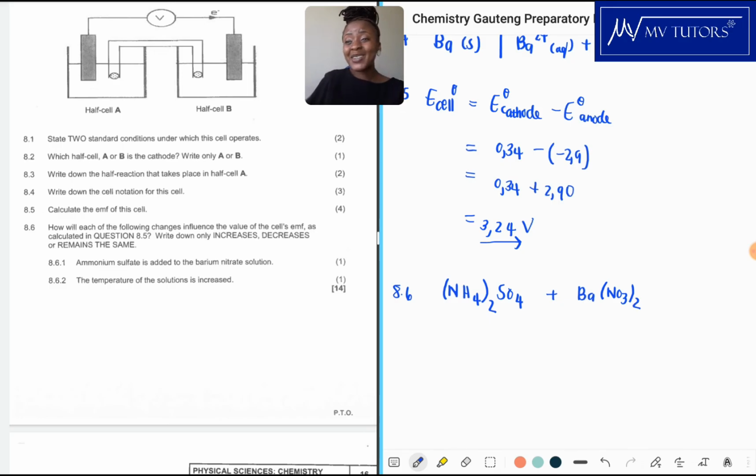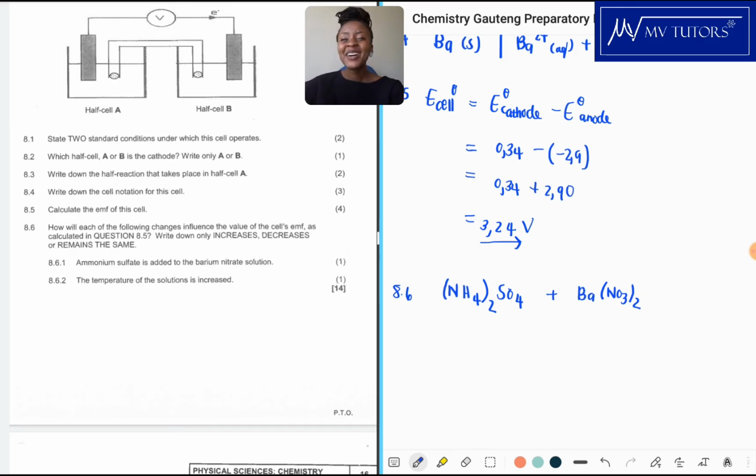So what is going to happen to the EMF? This is a tricky one, to be honest, and I really want to know from you what you think, because what changes the cell's EMF would be temperature, which is what we're going to look at in 8.6.2. Surface area, not so much. Concentration is the one thing that really plays a role in changing the cell's EMF. Okay, and that's when you use Le Chatelier to sort that out.